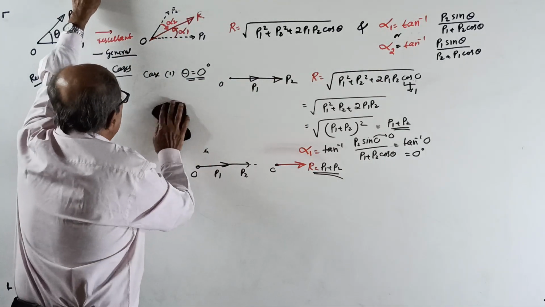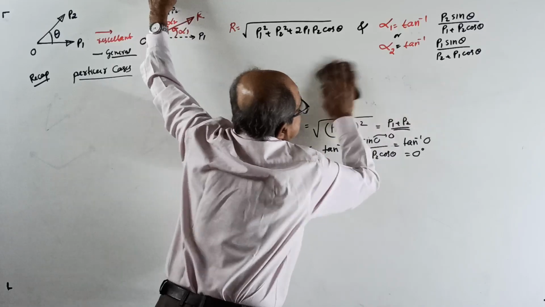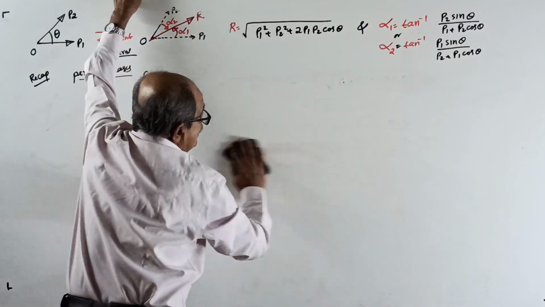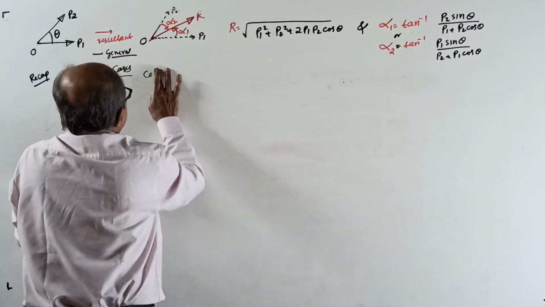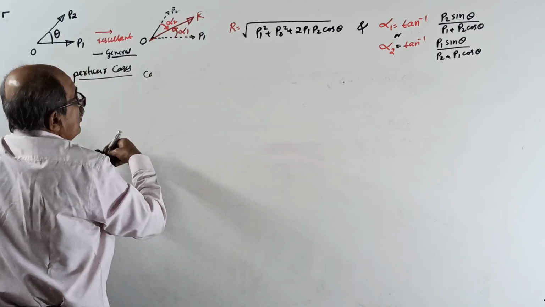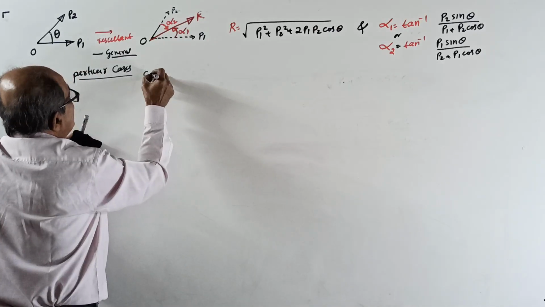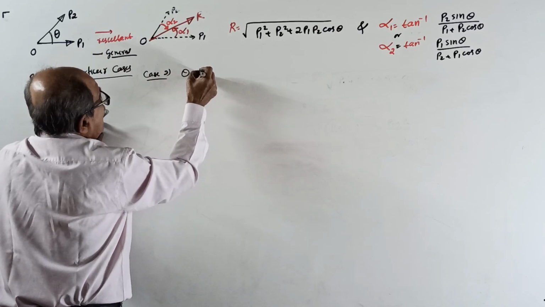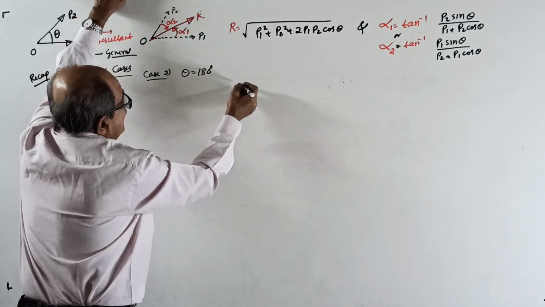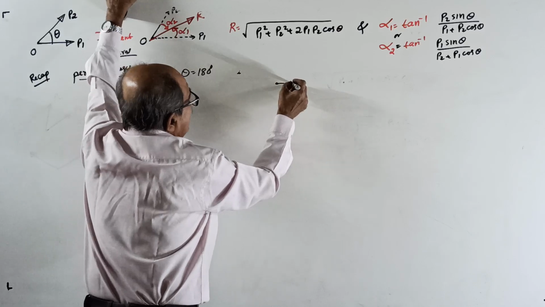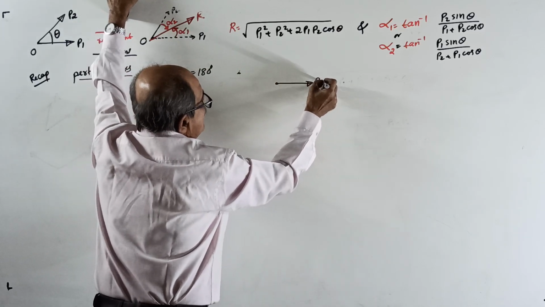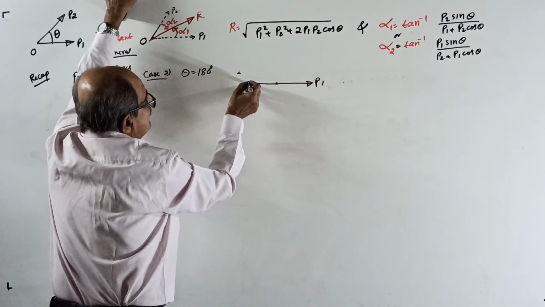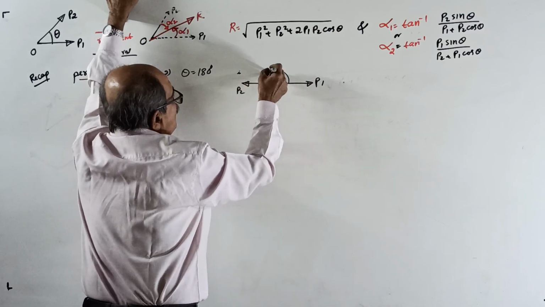Now, take case 2. I see my most important is case 4. Case 4 is the most important. Case 2. When theta equal to 180 degrees, that is P1 like this, when P2 is like this. See here, 180 degrees.